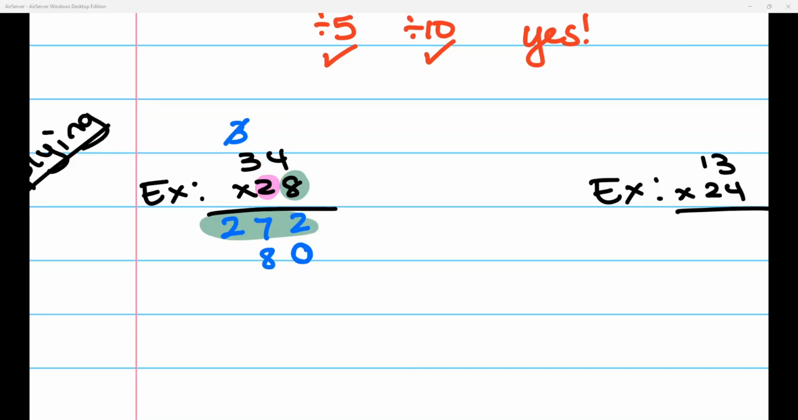I forgot to get rid of this. I don't need that 3 anymore. I already multiplied the 2 times 4. The next is the 2 times 3. 2 times 3, I get 6.